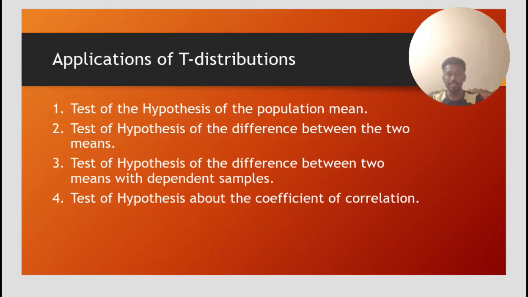In this case, it involves three cases: when the population coefficient of correlation is 0, when the population coefficient of correlation is not equal to 0, that is ρ is not equal to 0, and when the hypothesis is examined for the difference between two independent correlations.